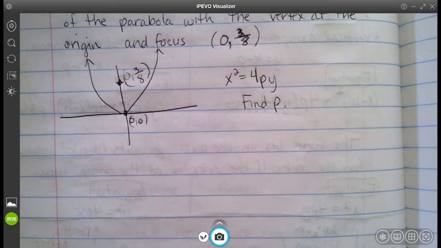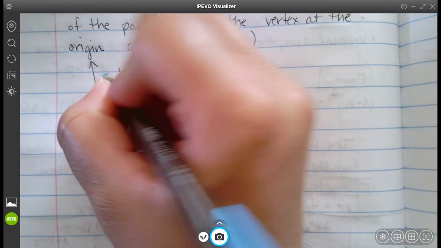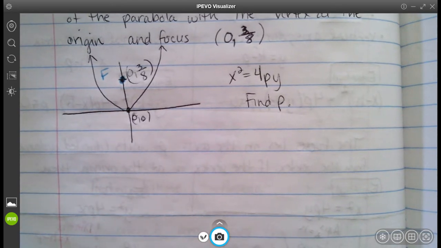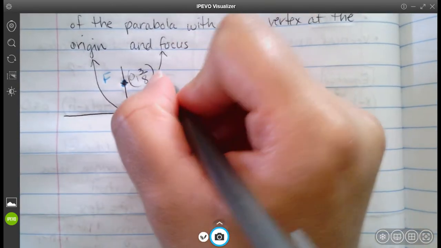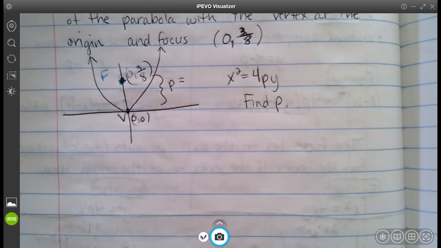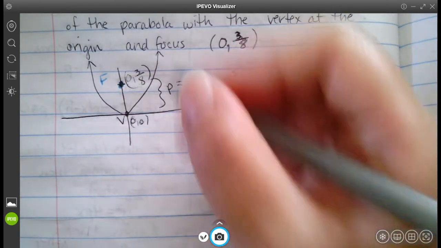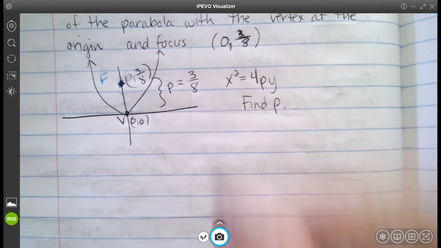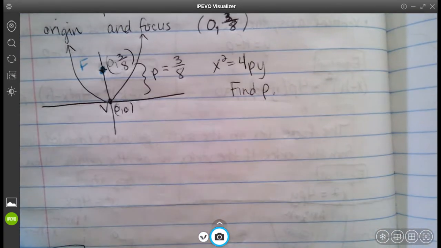So what I'm going to do is figure out that distance. Remember this right here, this is our focus. I'm going to put F for focus, and this is the vertex. So P represents the distance between here, which shouldn't be too hard to see because you're going from 0 to 3/8, so the distance is just 3/8. So all I got to do is plug that in.